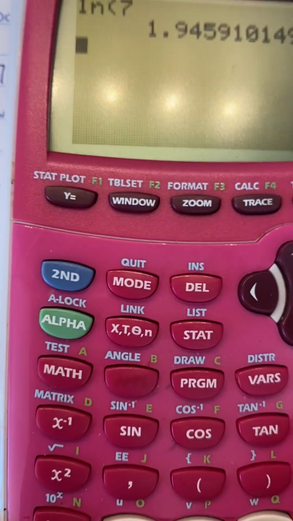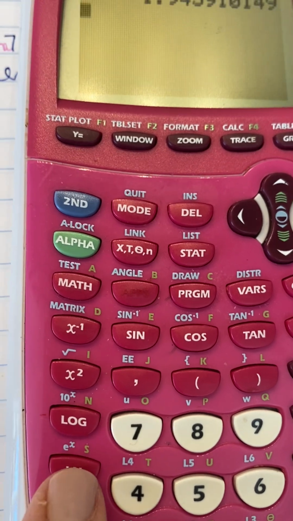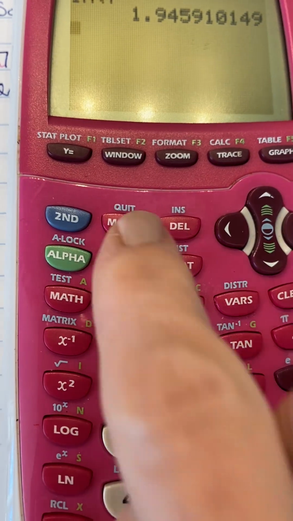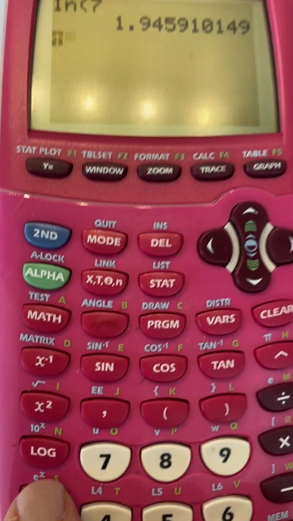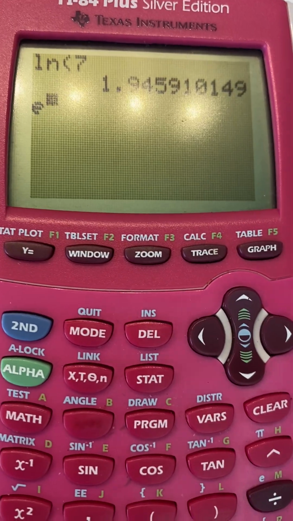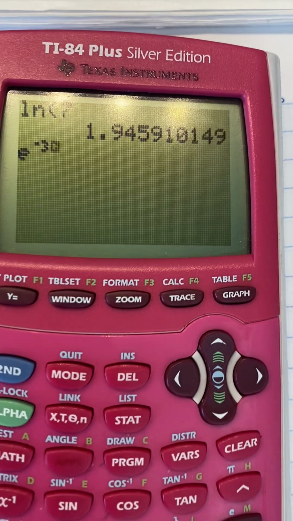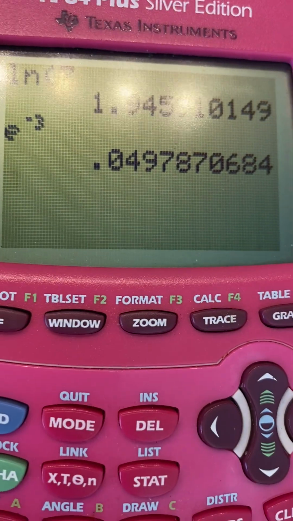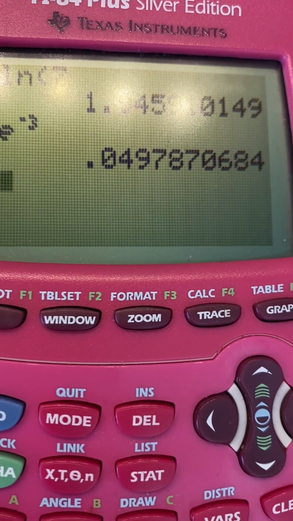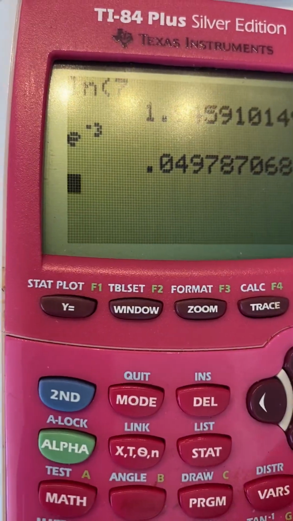And again, if you wanted to know what e to the -3 would be, to access this key, we would do second E. Do you see how it comes up here? And then we could just put in -3 and enter, and there it is, 0.049787, and it goes on for a bit.